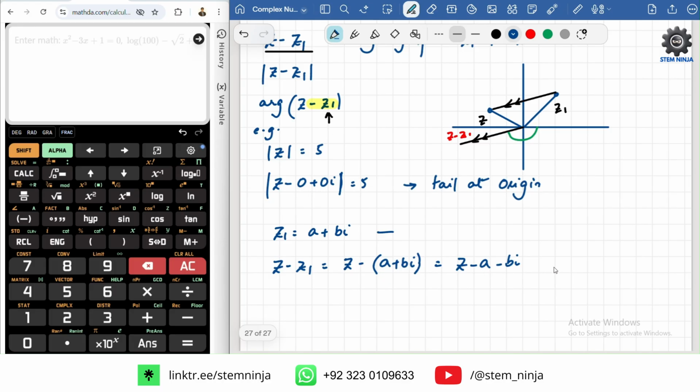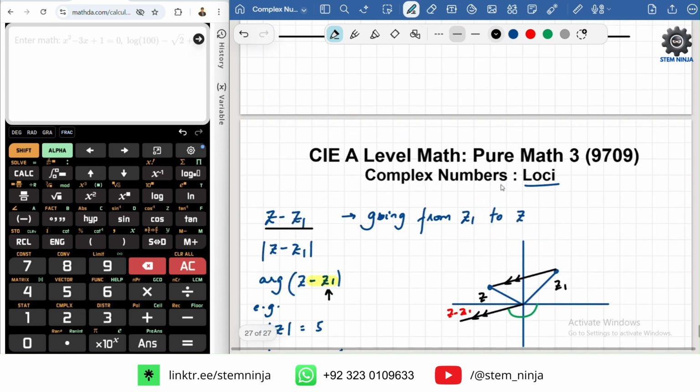Alright, so when we see z minus something, for example, if we see z minus (5 plus 3i), that basically means we're talking about z minus 5 minus 3i. That means the tail of that vector is over here. The vector is originating from this. Okay, so (5, minus 3) would be the tail of that vector.